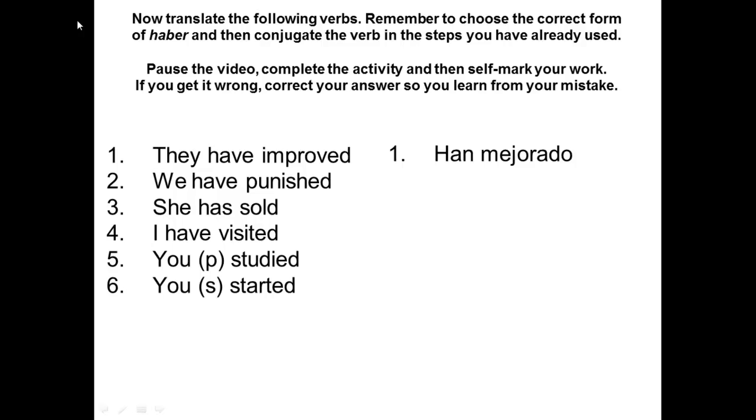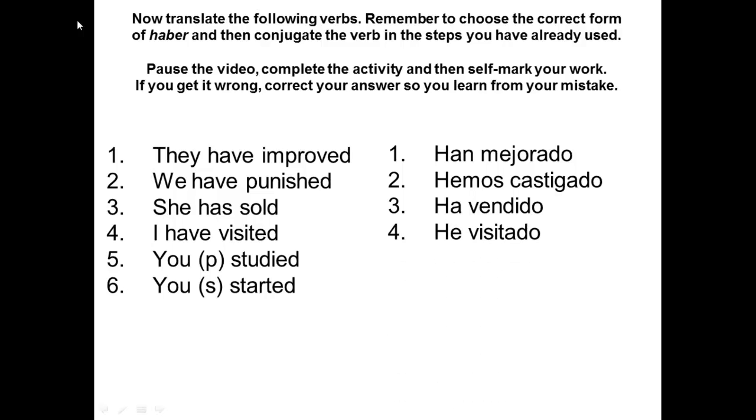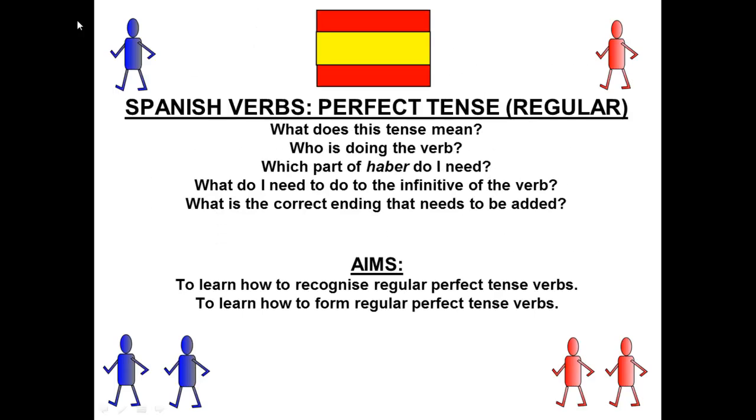Número 2. We have punished. Hemos castigado. Número 3. She has sold. Ha vendido. Número 4. I have visited. He visitado. Número 5. You plural studied. Habéis estudiado. Número 6. You singular started. Has empezado. You could have also had has comenzado as well.